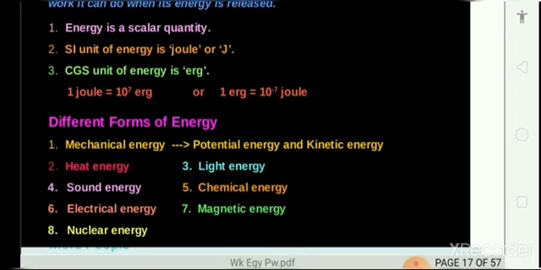Another characteristic of energy is that it cannot be destroyed. That is very important. It can just be converted from one form to another. The total amount of energy in the universe always remains constant.